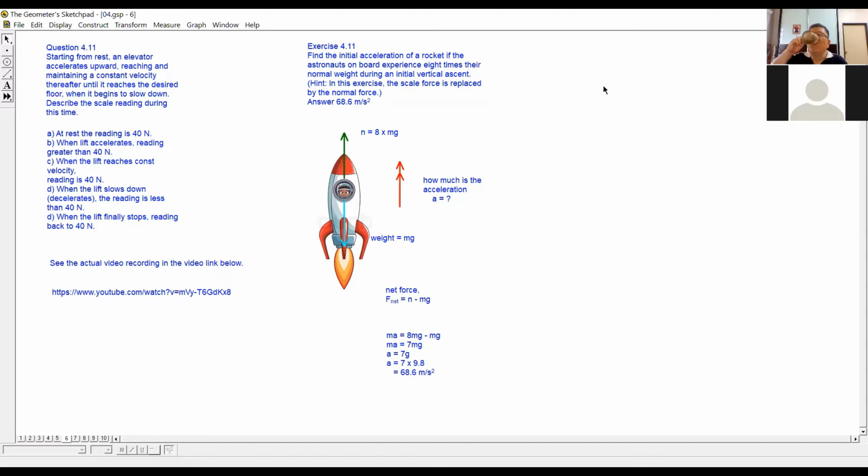Find the acceleration of the rocket if the astronauts on board experience 8 times their normal weight during an initial vertical ascent. Hint: in this exercise, the scale force is replaced by the normal force. Okay, right.